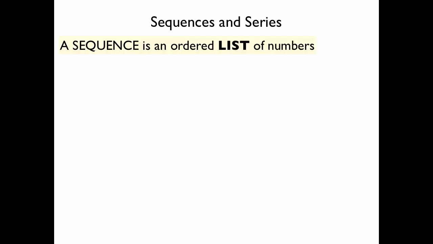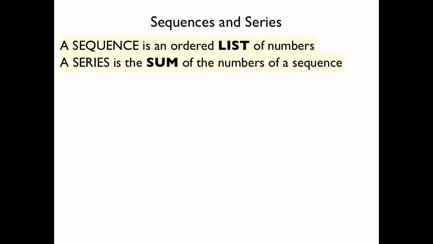Our interest specifically is going to be infinite sequences, right? So an ordered list that just goes on forever. If the sequence is just the list, then the series is the sum of those values. We're going to sum up all the values in the list. That's the series.